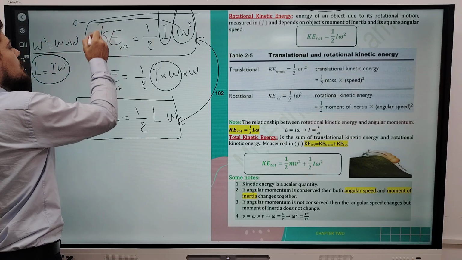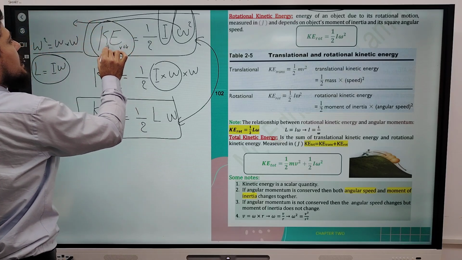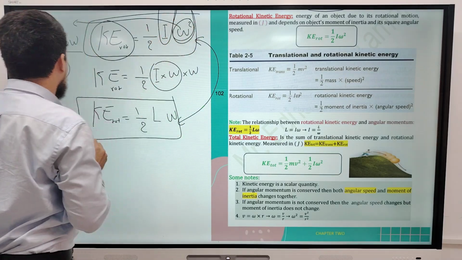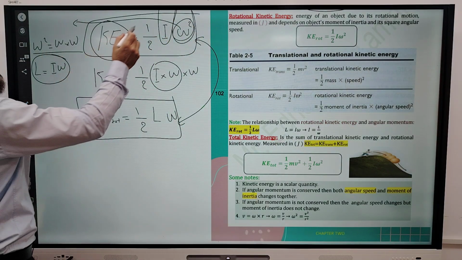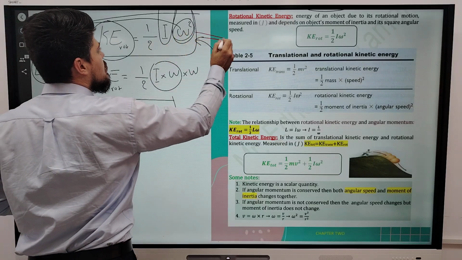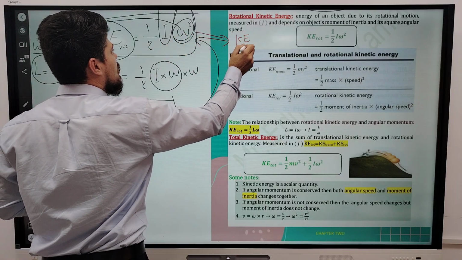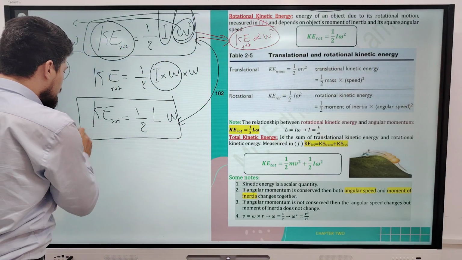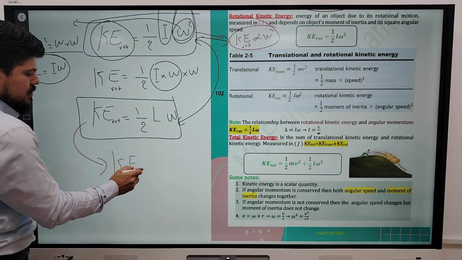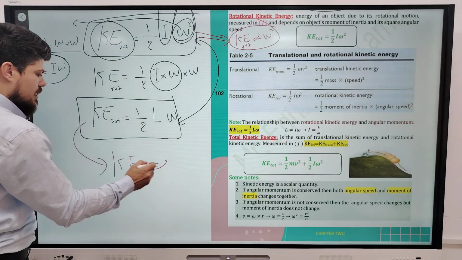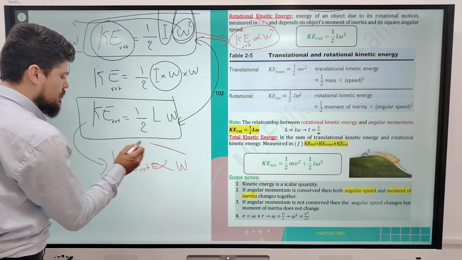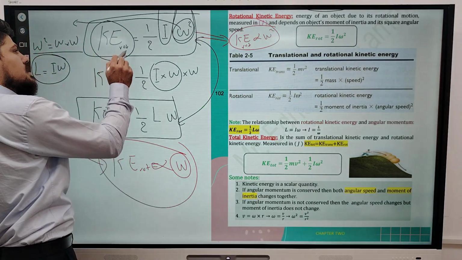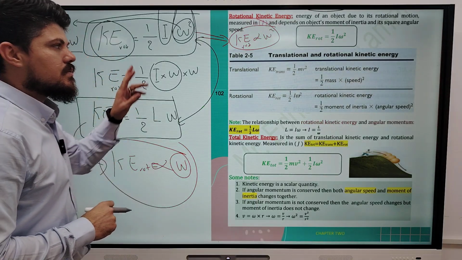In this equation, if you see, rotational kinetic energy is directly proportional to the square of angular speed. Okay, rotational kinetic energy here is directly proportional to what? To the square of angular speed. But in this equation, rotational kinetic energy is directly proportional to the angular speed without square. So in this equation, angular momentum is conserved.